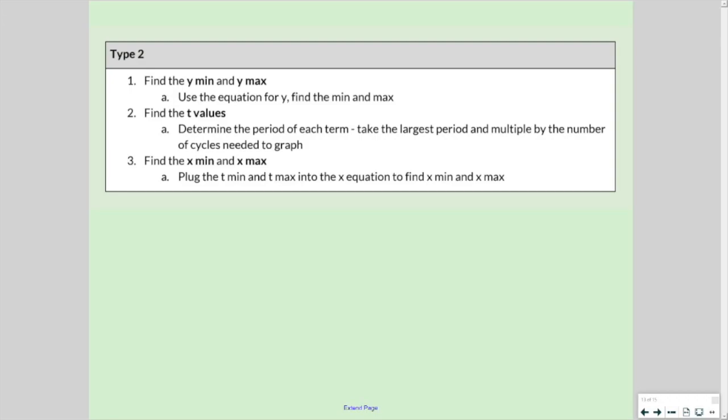We're going to find the y min and max using that equation. Then we're going to find the t values. And then we're going to use those t values to actually help us find the x min and x max this time. We're not going to be worried about preserving the 3 to 2 ratio because we're going to see our graphs go forever in the x and the y direction. So we're going to end up limiting the number of cycles that we graph with our graphing calculator.